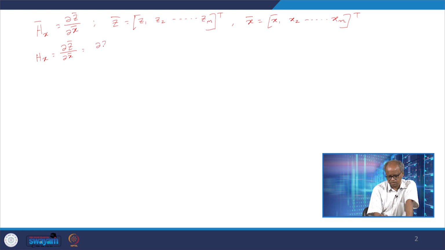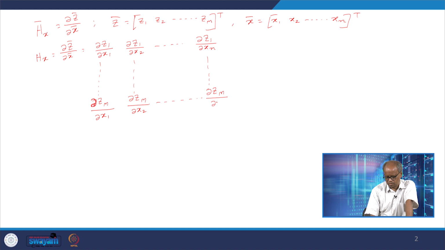which is the matrix with entries del z1 del x1, del z1 del x2, up to del z1 del xn, and so on down to del zm del x1, del zm del x2, up to del zm del xn. So, that is how this is the case.